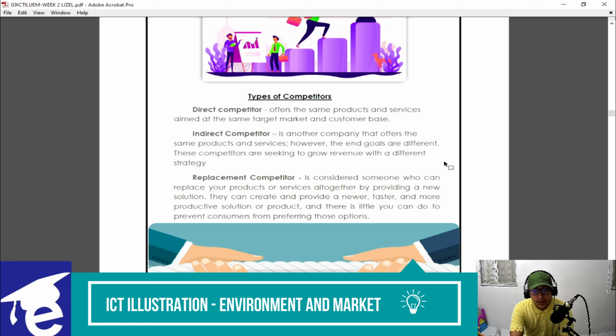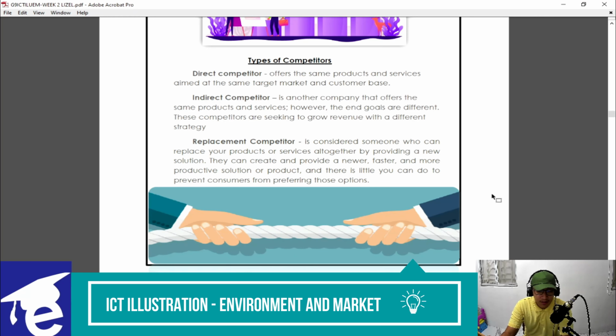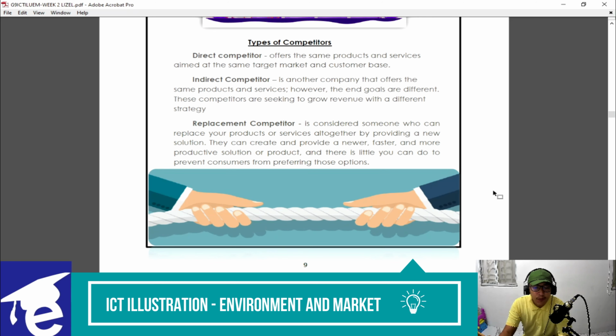So a replacement competitor is considered someone who can replace the product services altogether by providing a new solution. They can provide a newer, faster, more productive solution or product. And there's little you can do to prevent consumers from preferring those options. A replacement competitor is one of the types of competitor that's really tough. It can be direct or indirect competition between those two types of competitors, which can replace the existing business itself.